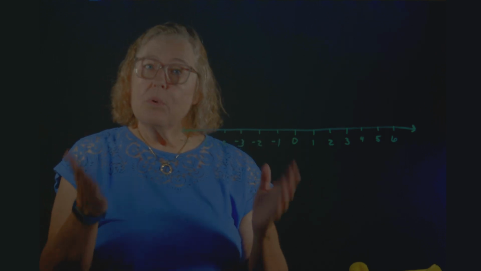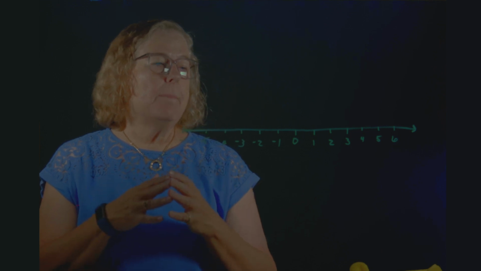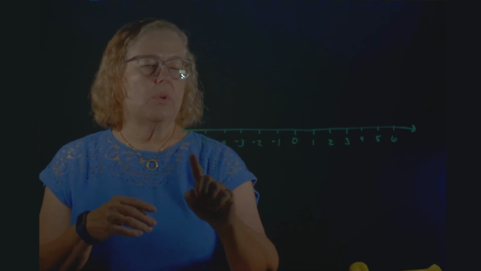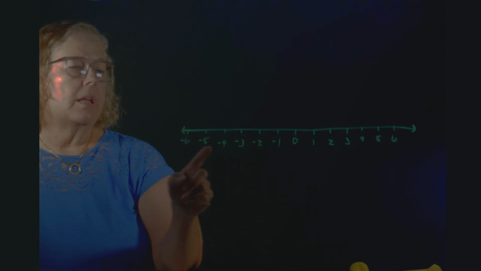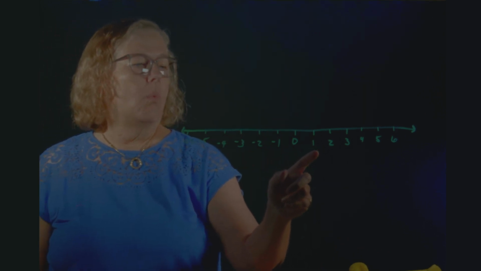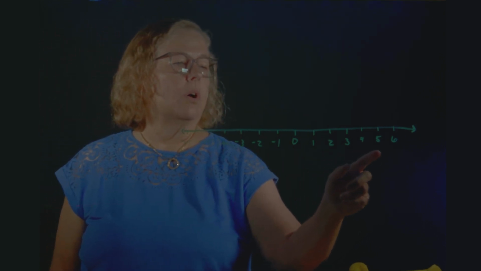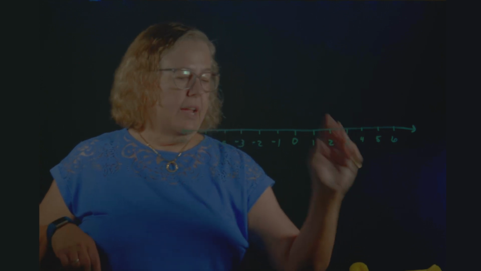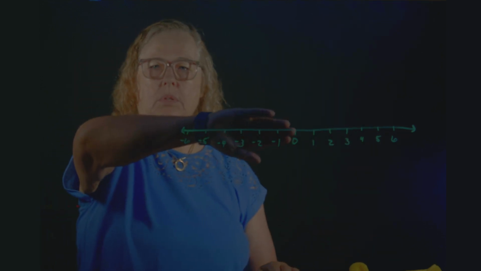Number lines are great. So there's one more thing I want to talk about with this number line real quick, and that is I want to know if you can see a pattern. Do you see a pattern here? So here we have -6, -5, -4, -3, -2, -1, 0, 1, 2, 3, 4, 5, 6. For right now, we're going to ignore this part of the number line.